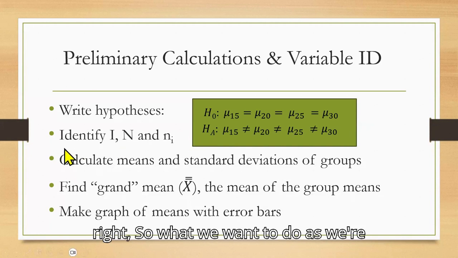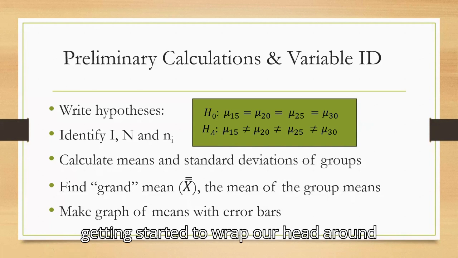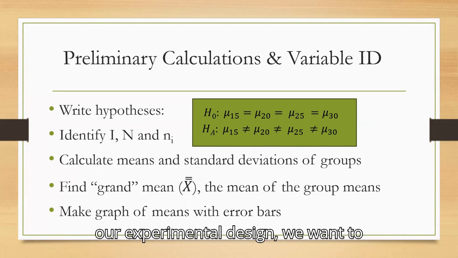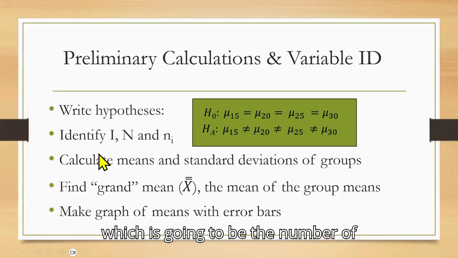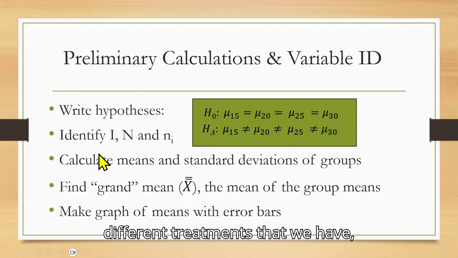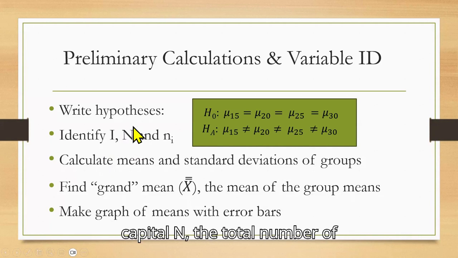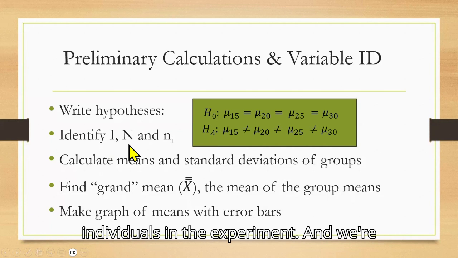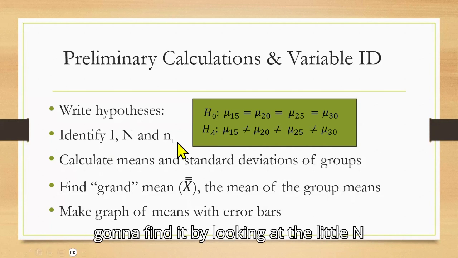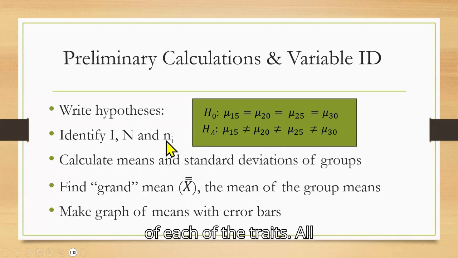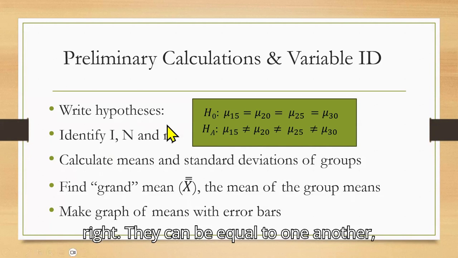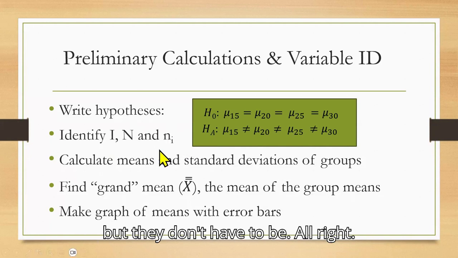All right, so what we want to do as we're getting started to wrap our head around our experimental design, we want to identify capital I, which is going to be the number of different treatments that we have, capital N, the total number of individuals in the experiment, and we're going to find it by looking at the little n sub i, which is the sample size of each of the treatments. They can be equal to one another, but they don't have to be.